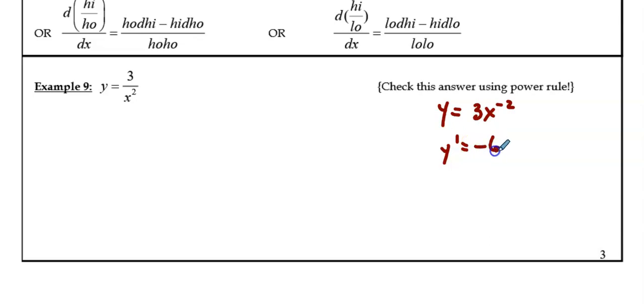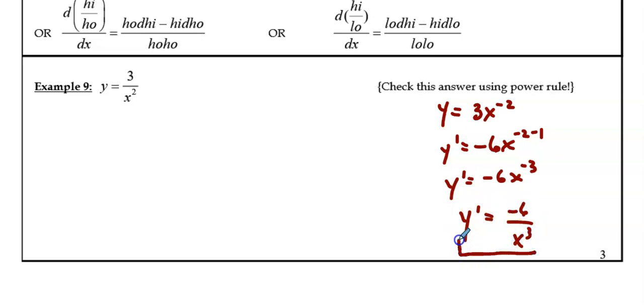So this is going to be negative 6x. Be careful. It's to the 1 less power, right? So it's negative 2 minus 1. So our derivative is going to be negative 6x to the negative 3. And remember, this negative is only on the x. So our derivative is going to be negative 6 over x cubed.